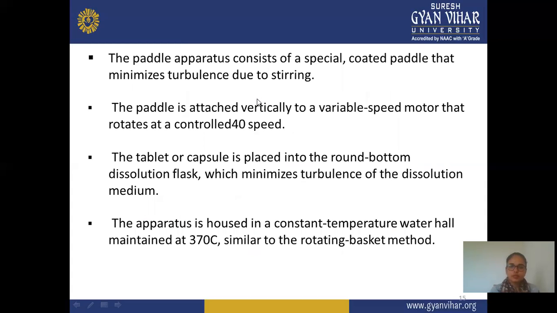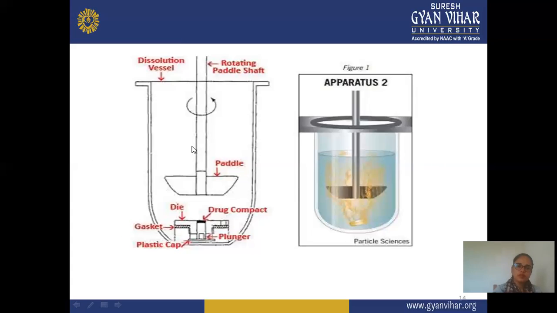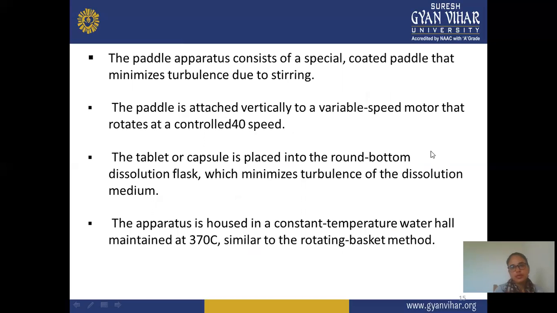Next, the paddle apparatus consists of a special coated paddle that minimizes turbulence due to stirring. This blade-like paddle removes turbulence, and uniform flow takes place with the help of this paddle. The paddle is attached to a variable speed motor that rotates at a controlled speed. Means the speed of the type 2 or paddle apparatus is fixed or should be specified. In the previous one, type 1, we set 100 RPM, but in this we set 40.